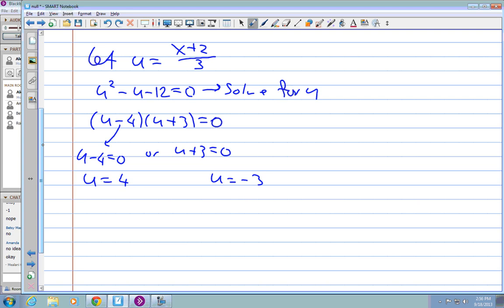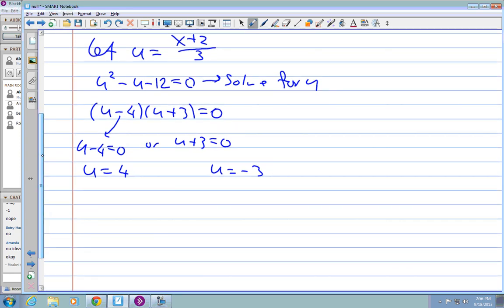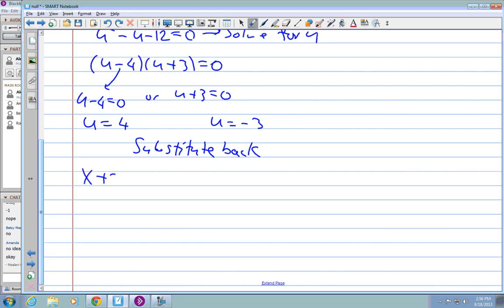So I just solved for u, but I have to solve for x. That's the goal. Well, what does u equal? Mostly, u equals (x plus 2) over 3. That's what we defined it as, right? That's u right there. So I'm going to substitute back. And that gives me (x plus 2) over 3 equals 4, or (x plus 2) over 3 equals negative 3. So then I can solve for x. I ended up with two much simpler equations.